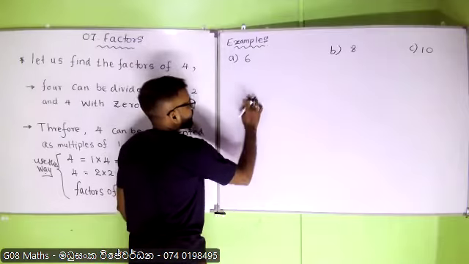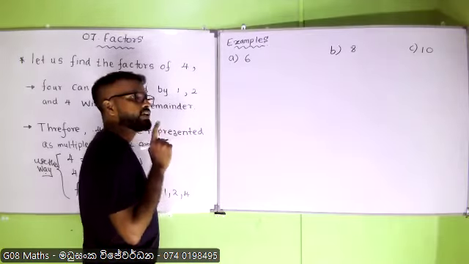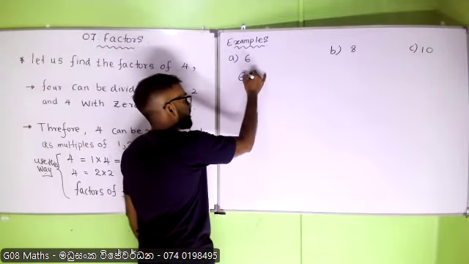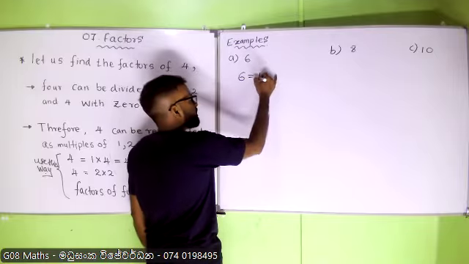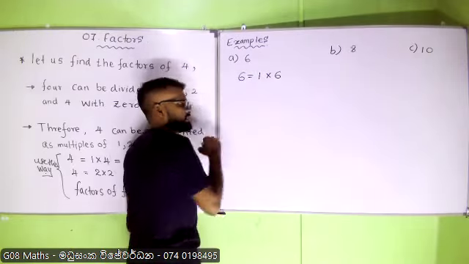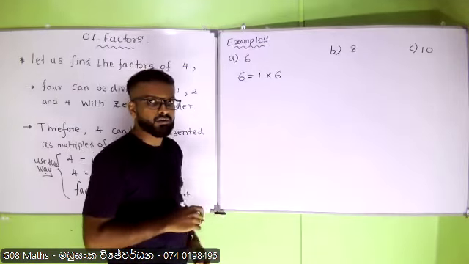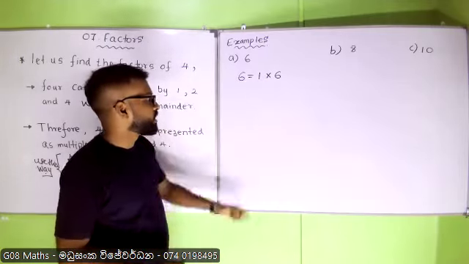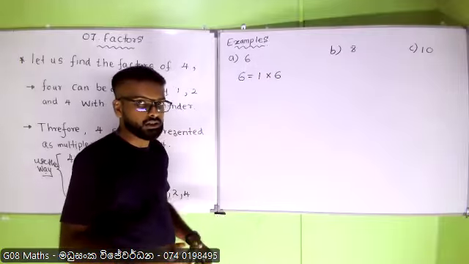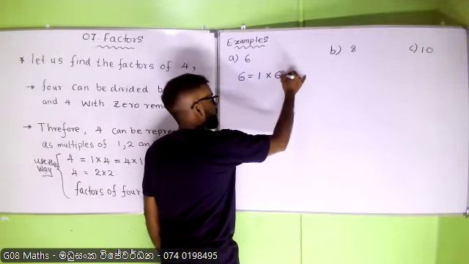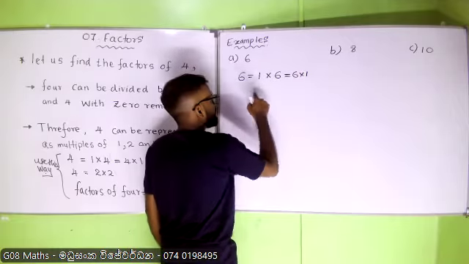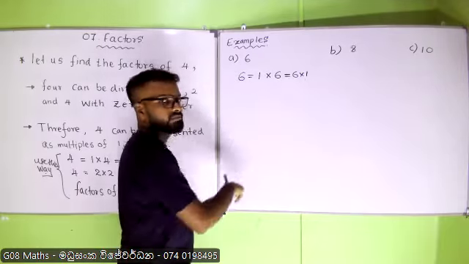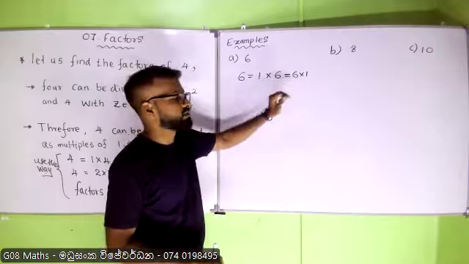Okay, so 6. We can represent 6 by using number 1 first. So 1 times 6 is 6. So 6 can be divided by 1 without any remainder. 6 can be divided by 6 itself. You can write 1 times 6 or 6 times 1. Both are the same, remember. 6 equals 1 times 6, 6 times 1 is 6 again. You can write this one or this one.